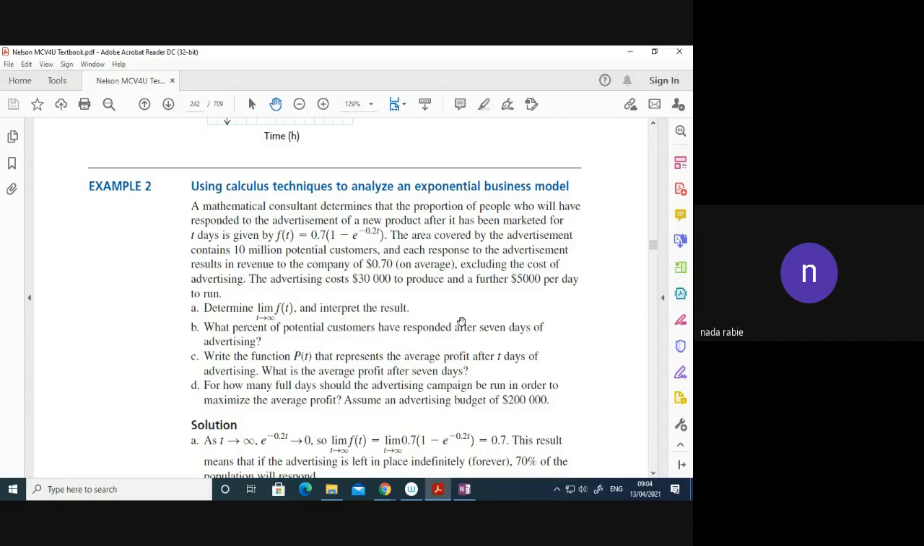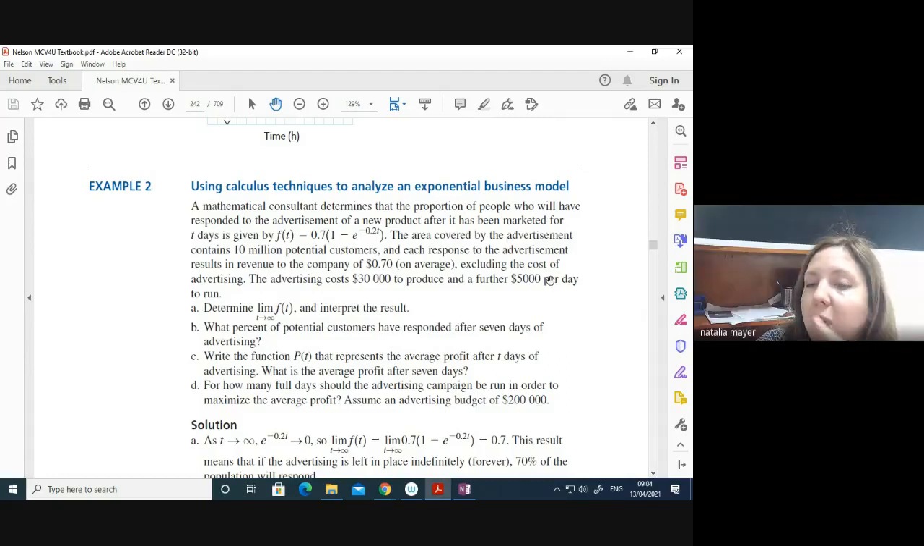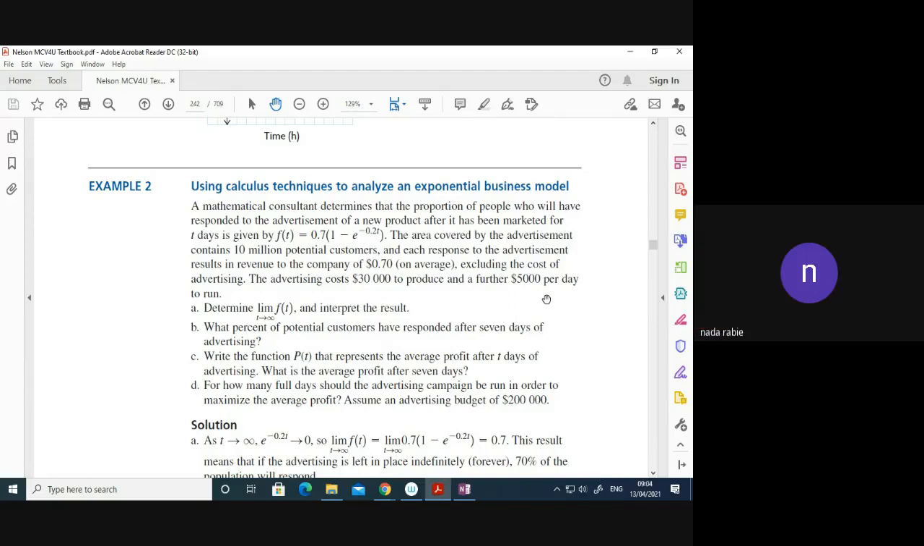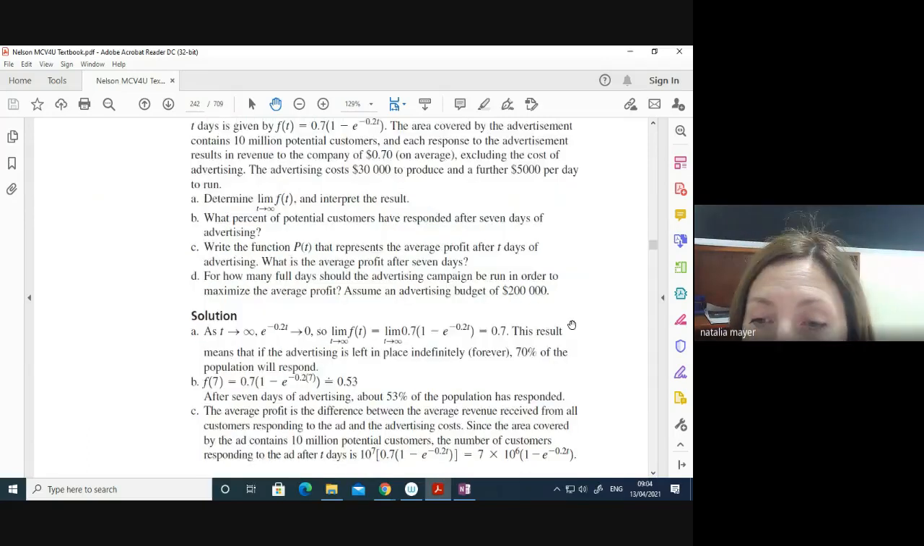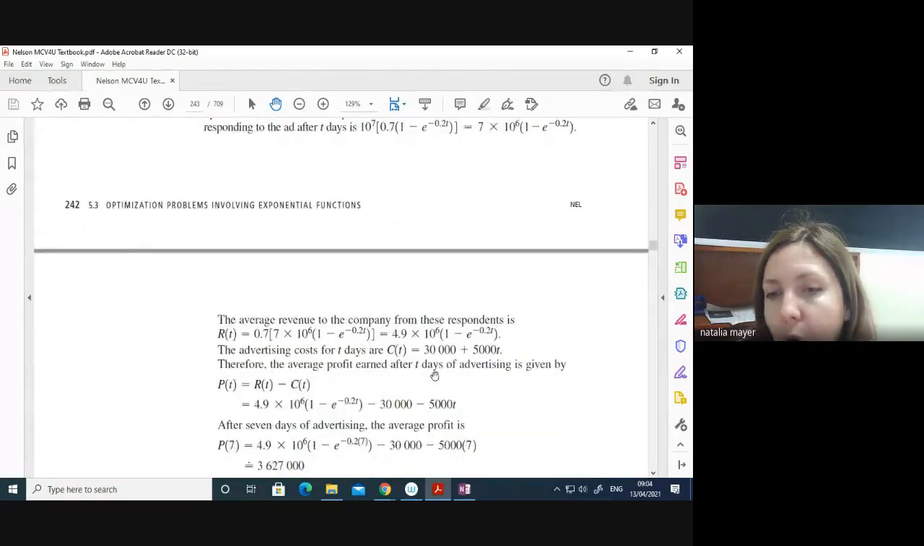30,000 plus 5,000. Yes, but 5,000 should be multiplied by what? Should be multiplied by T. Right? Depending on how many days you decided to advertise for, so your cost will increase. So this is the cost function. Okay, so that's it. If we have revenue and costs, all we need to do is subtract them in order to get the profit. So all of this is the profit function.